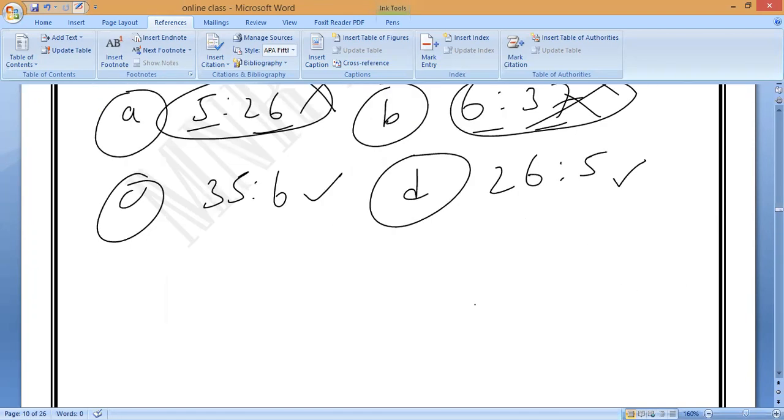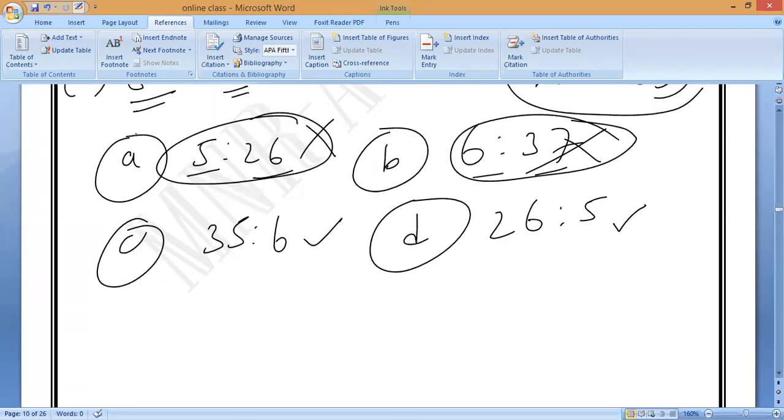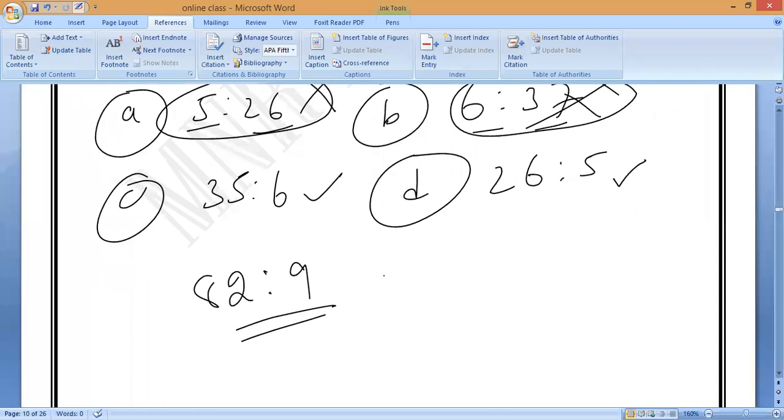26:5, sir. You can find the pattern first. 82:9. What is the pattern behind it? 9 square plus 1. 9 square means 9 and 9, 81, plus 1. So 9 square plus 1, which is equal to 82.